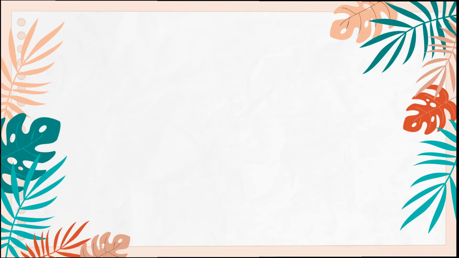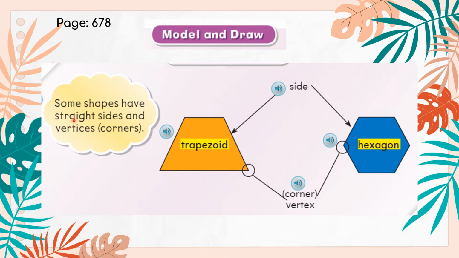Moving on to page 678, let's look at model and draw. Now, some shapes have straight sides and vertices. Vertices are basically corners. Now, what are sides and corners? We have a trapezoid here and we have a hexagon here. If you can see, these straight lines are sides, and the corners are vertices, or if you call them singularly, it's a vertex.